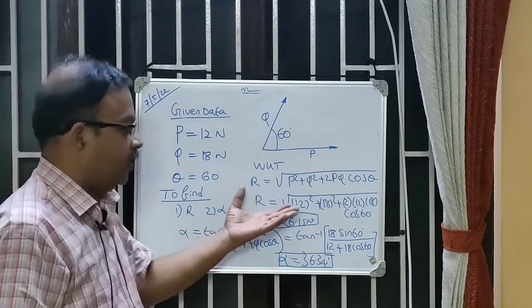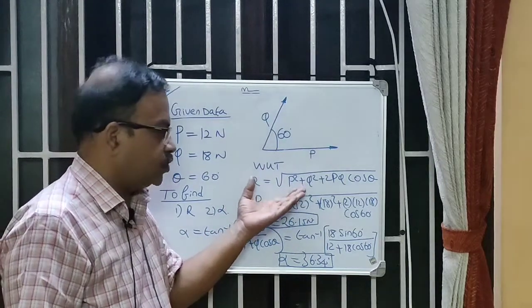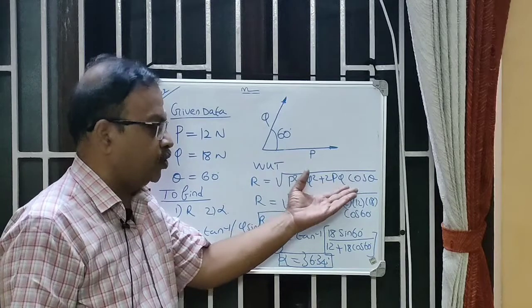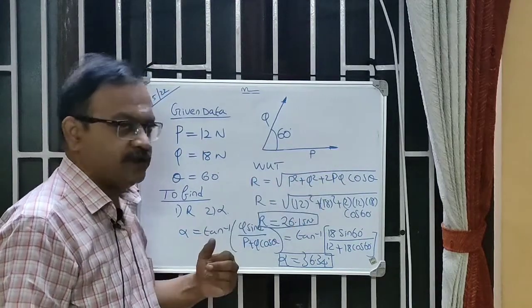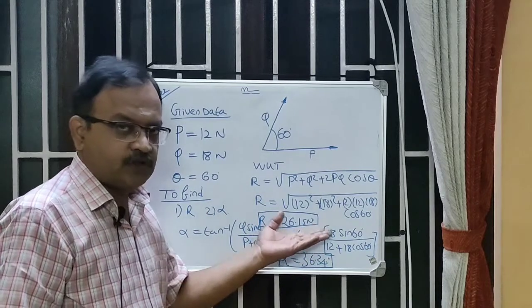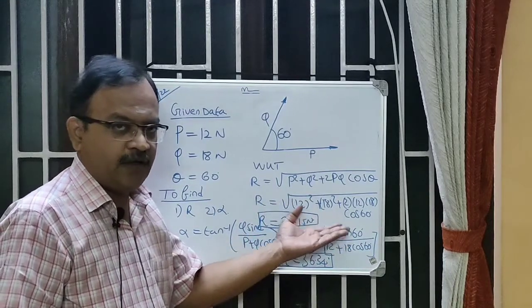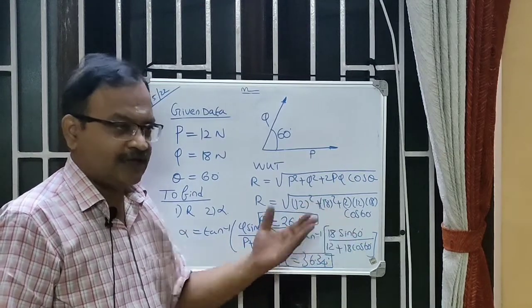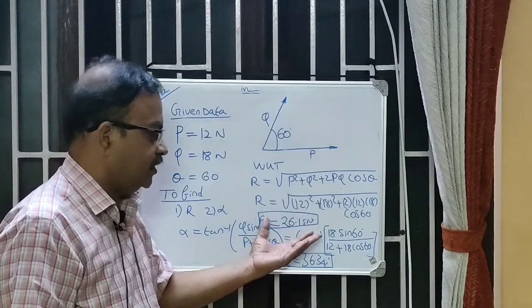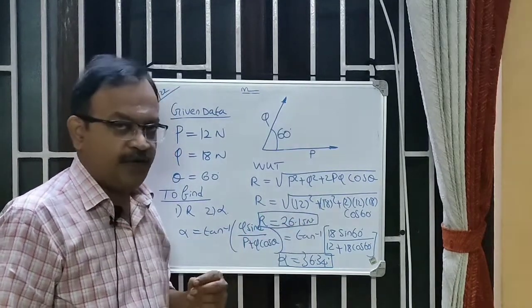Now using the parallelogram law equation, R is equal to square root of P square plus Q square plus 2PQ cos theta. Now you substitute the values of P and Q in this equation. So P is 12, Q is 18. So 12 square plus 18 square plus 2 into 12 into 18 into cos 60. Now solving this, we get the magnitude of the resultant force as 26.15 Newton.